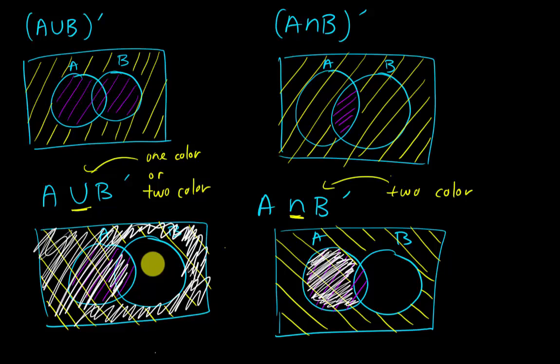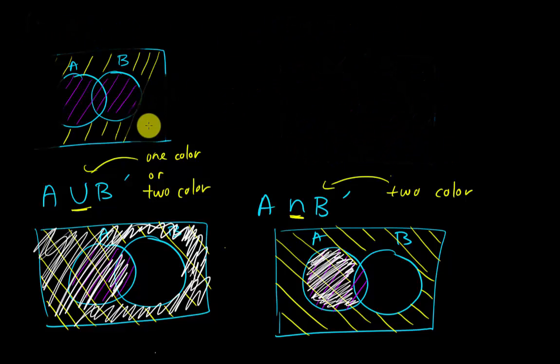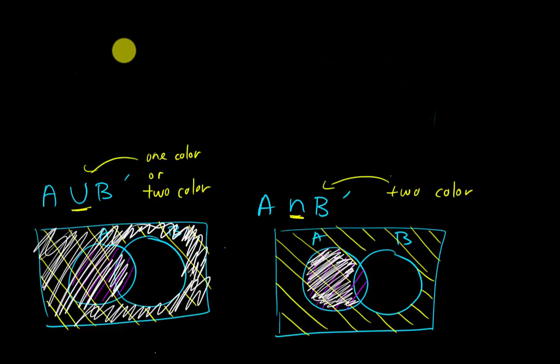Alright, so we go to another example which might be quite confusing for you. Let me erase the top two, because I want to teach a lot of things about the complement. Let's say, how about A complement union B complement, and A complement intersect B complement. Both have complement. So what can you do?